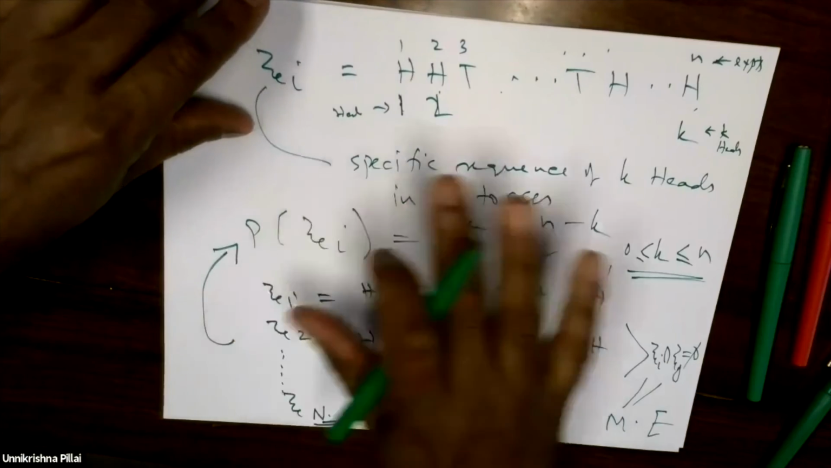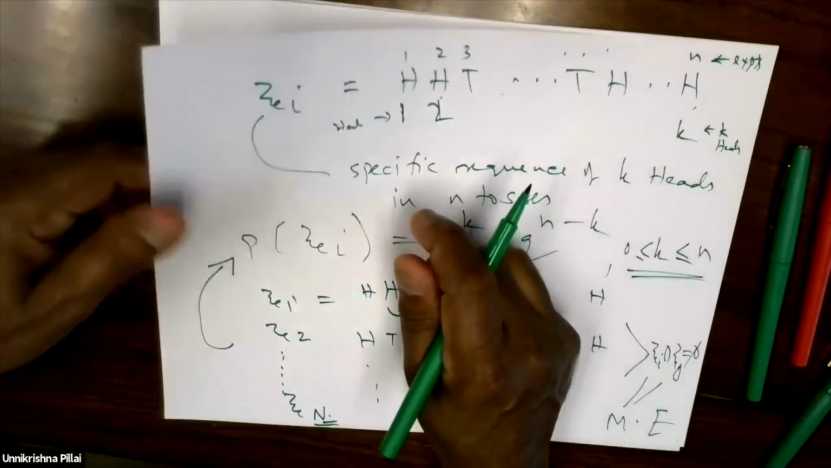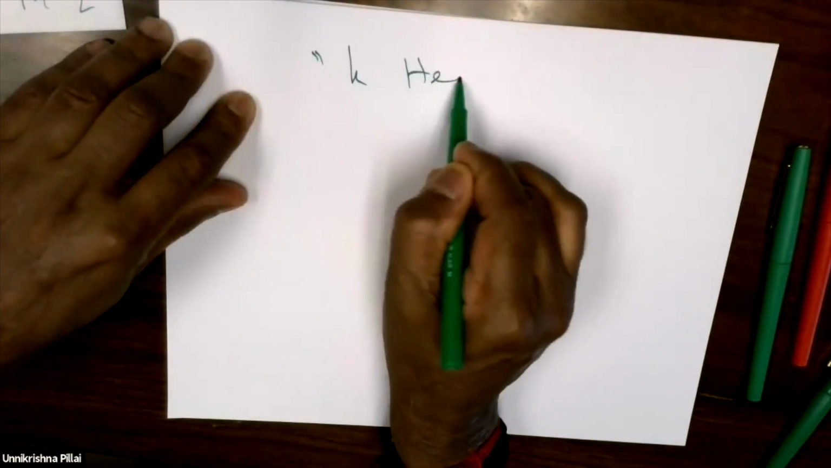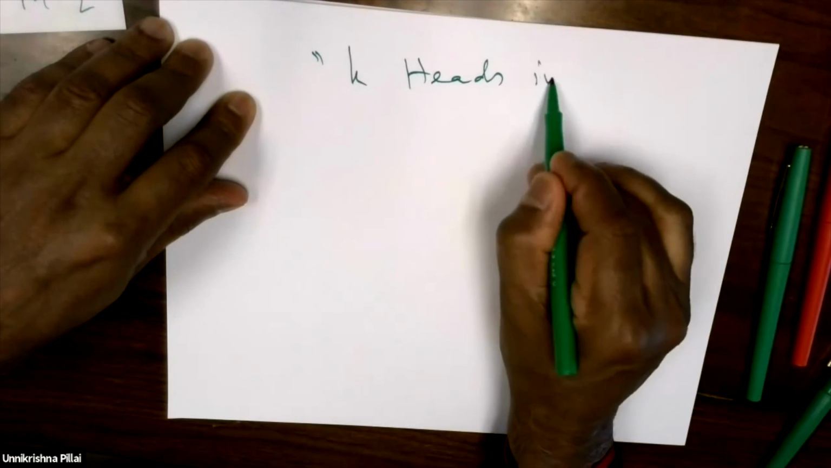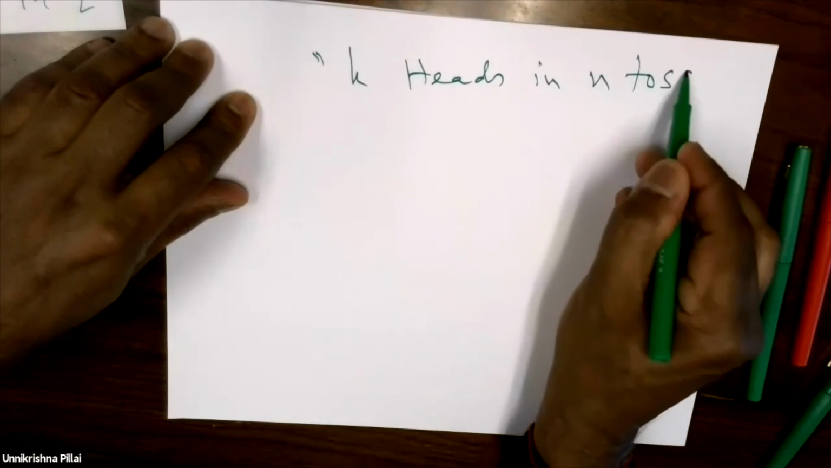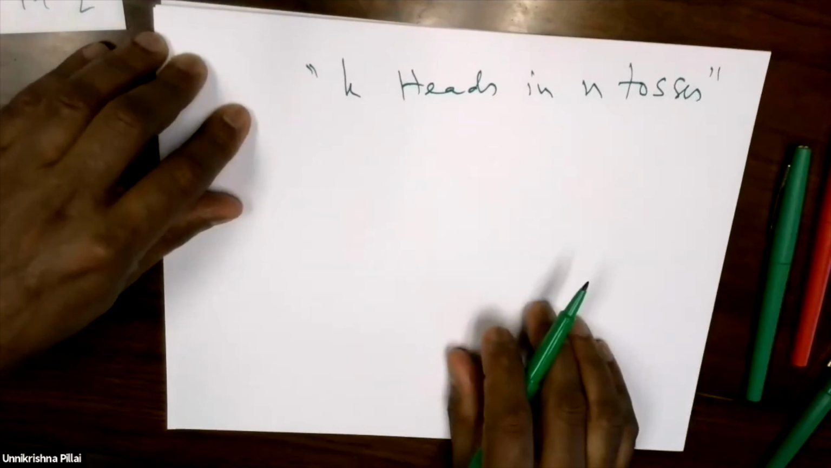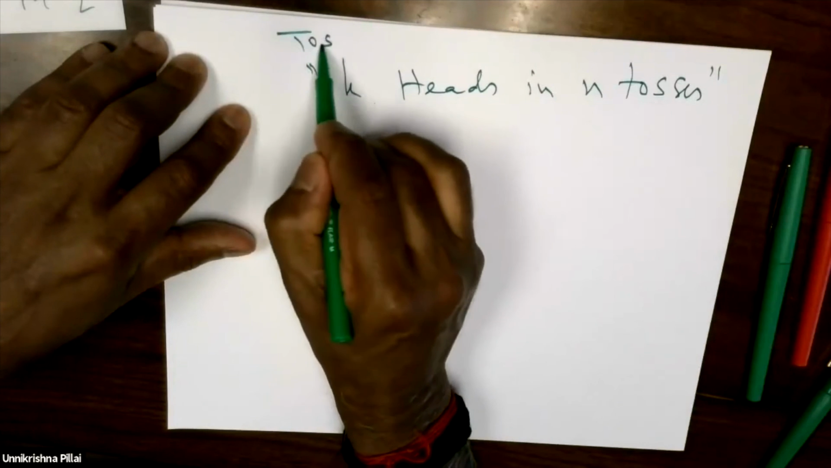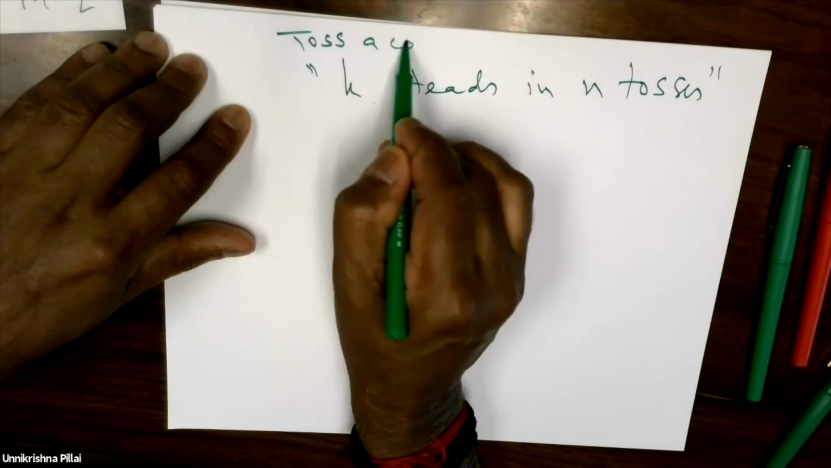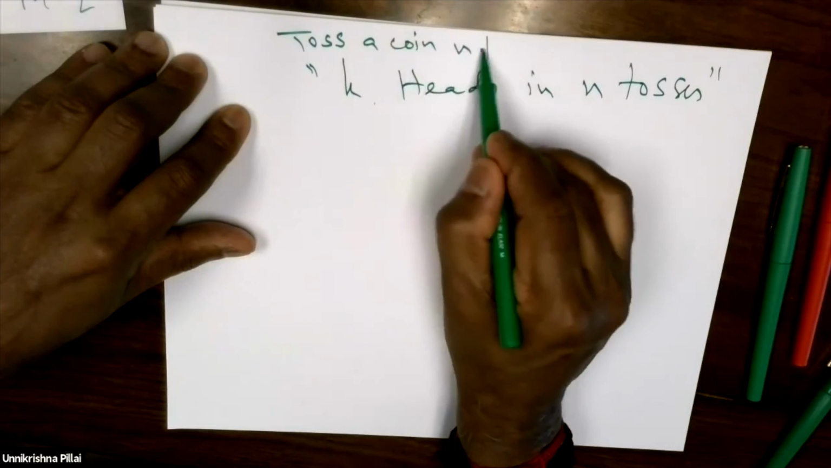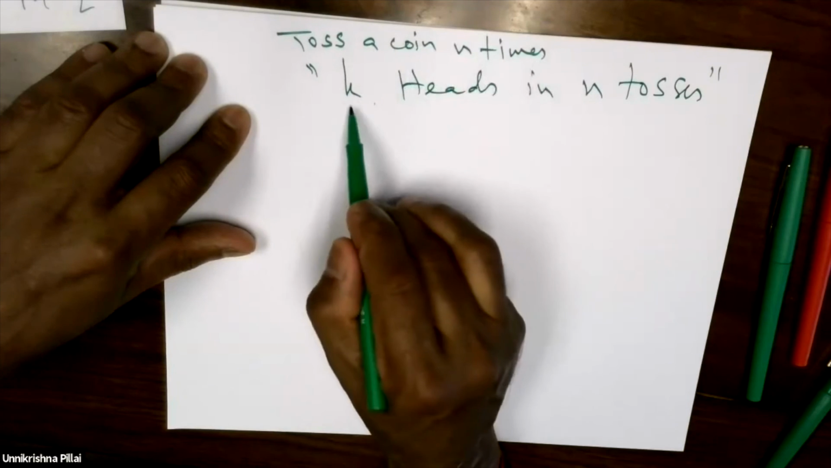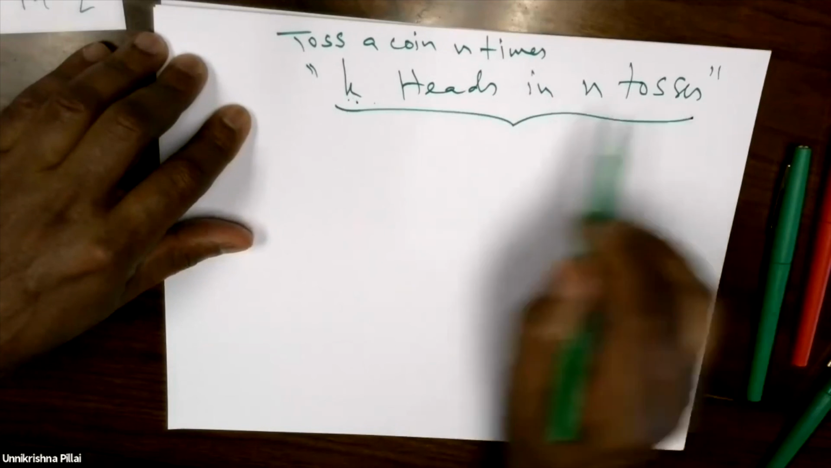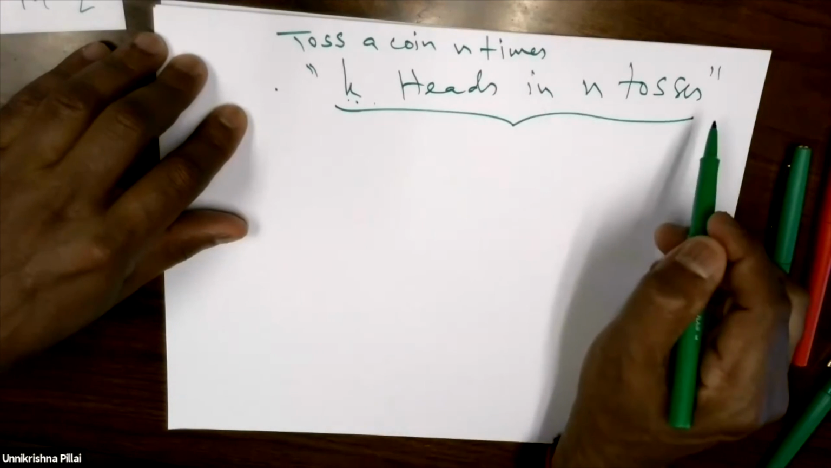So with this in mind, let me define an event. Suppose we are interested in k heads in n tosses. You toss a coin n times. What we are interested in is the probability of this event: k heads in n tosses.